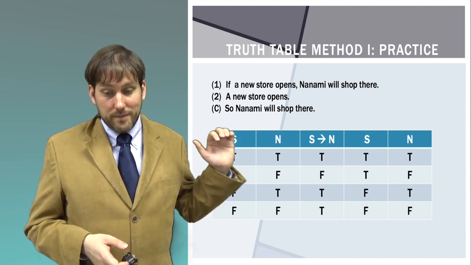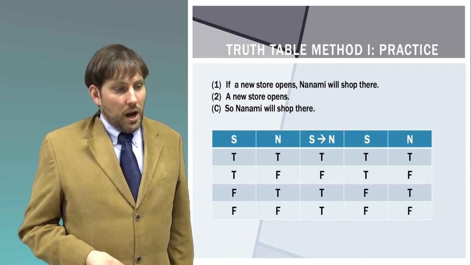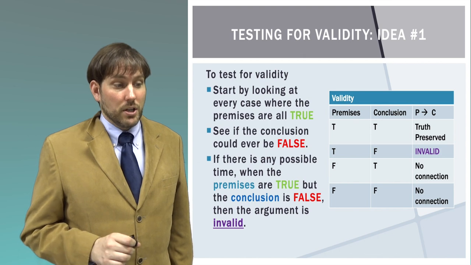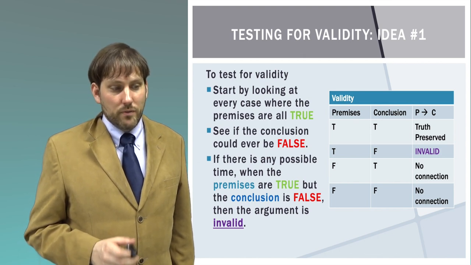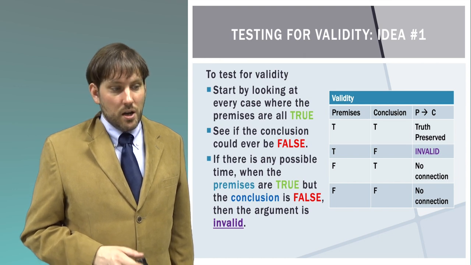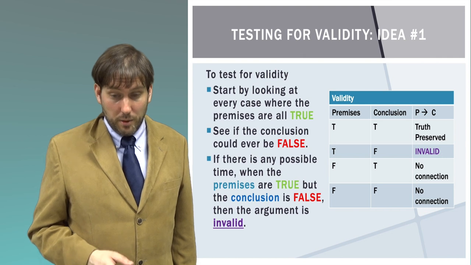So TFTT, that's going to be the order that we end up with. How do we test for validity? Let's just review this one more time. We test for validity by looking at every case where all of the premises are true, and we see if the conclusion can ever be false. If there's any time when the premises are true, but the conclusion is false, the argument is invalid.